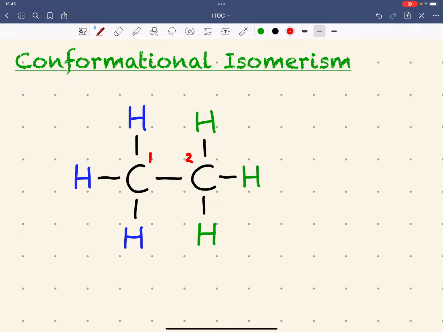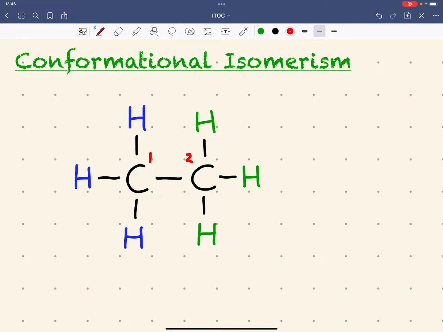Hi guys, in this video we're going to look at conformational isomerism, which is a type of stereoisomerism where molecules can adopt different shapes due to rotation around carbon-carbon single bonds. Obviously, conformational isomerism is very important when we come to look at stuff like drug molecules, because enzymes and receptors are stereospecific, so will only tend to bind a molecule with a particular shape.